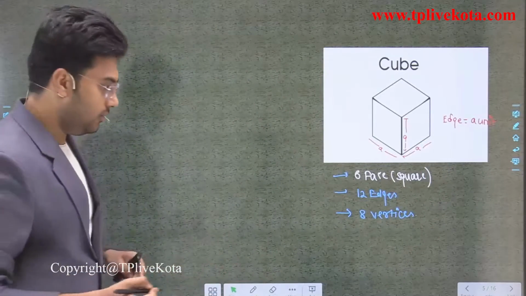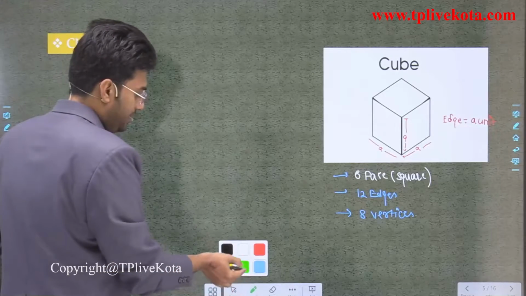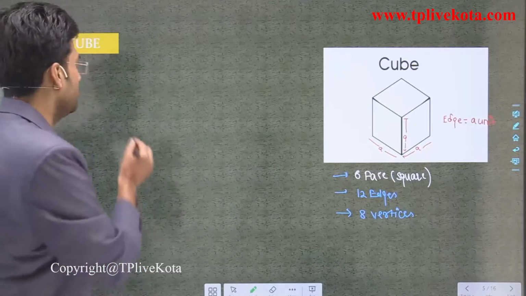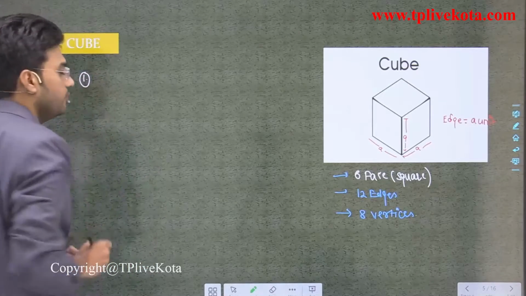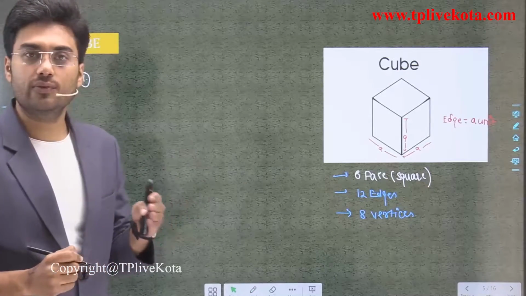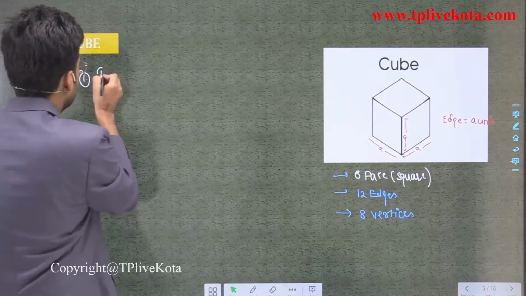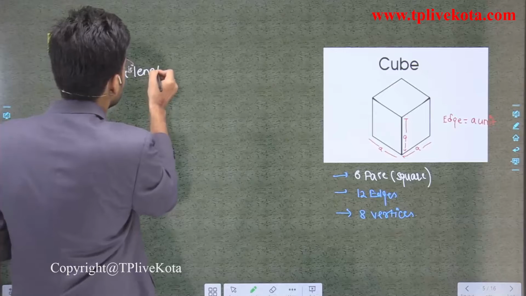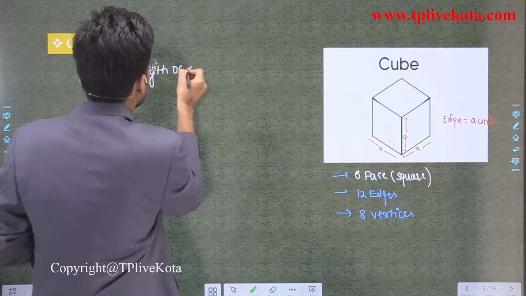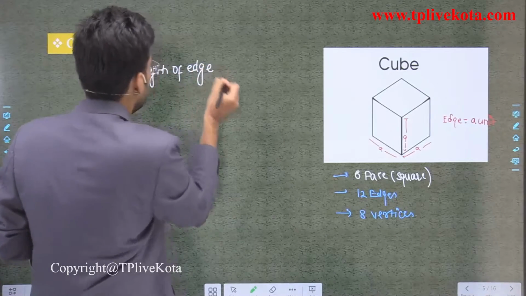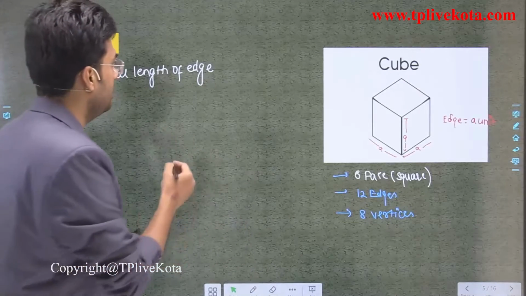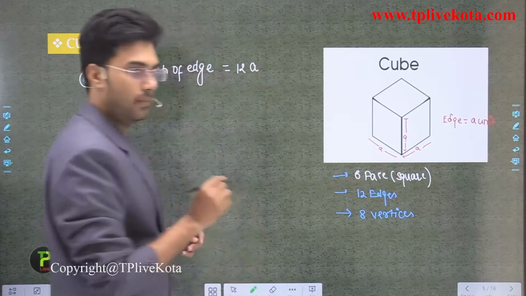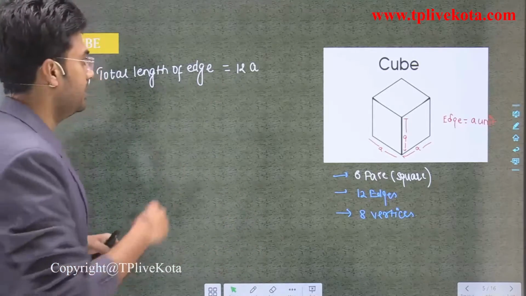Okay, so now let's discuss a few formulas which are related to the cube. So the first is the total length of edge. The total length of edge is 12 times the length of one edge, that is a unit.